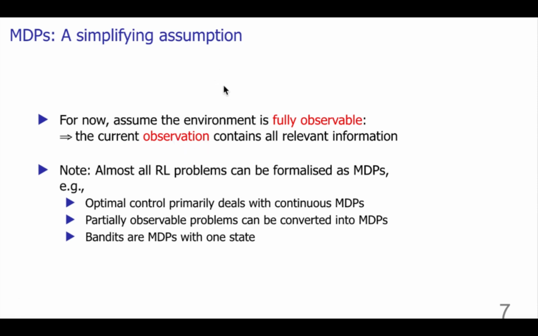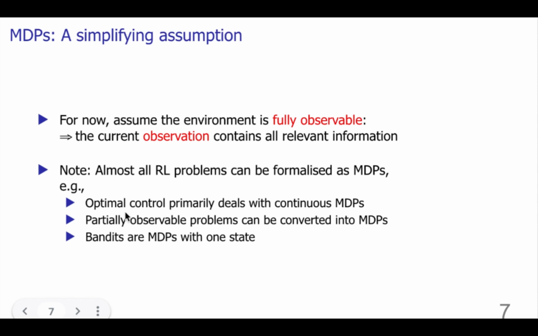When we say S_t is equal to O_t, usually we define S_t as the relevant portion of the environment. So if O_t is equal to S_t, this means the current observation is very relevant information for the agent. Given this, almost all reinforcement learning problems can be formalized as MDPs, given a fully observable environment. We call this a fully observable Markov decision process, from our previous class.